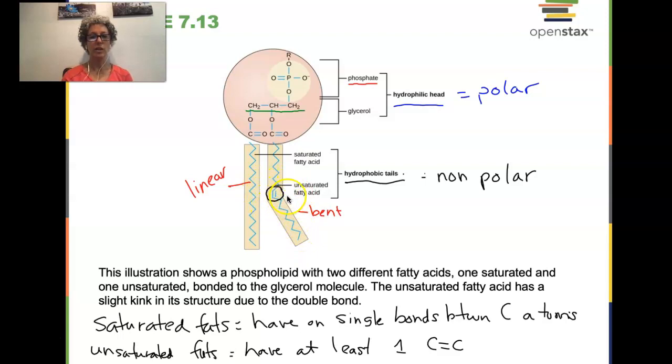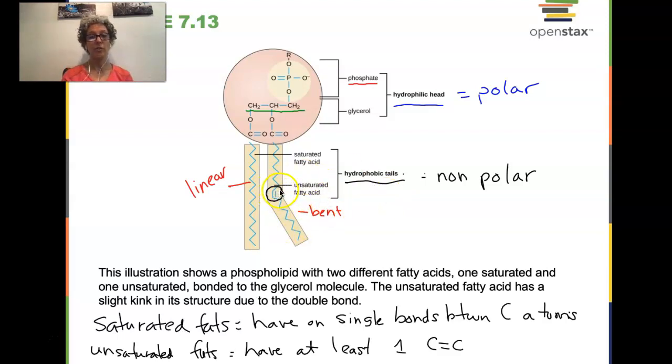And I've circled here that this one is bent because of a carbon-to-carbon double bond, and when that happens, it is called unsaturated. So saturated fats have all single bonds between their carbons. This little zigzag, each time there is a bend, that's a carbon, carbon, carbon, carbon. The unsaturated fat has at least 1 carbon-to-carbon double bond. That causes a bend because a double bond means we're having to cram the 2 atoms closer together so that they can share 2 pairs of electrons.